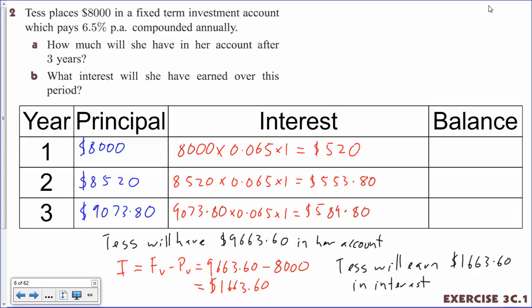Just to complete this, I really should finish off my table here. 520, 9073.80, and this one here will be 9663.60. Couldn't quite write it there because the calculator was in the way.